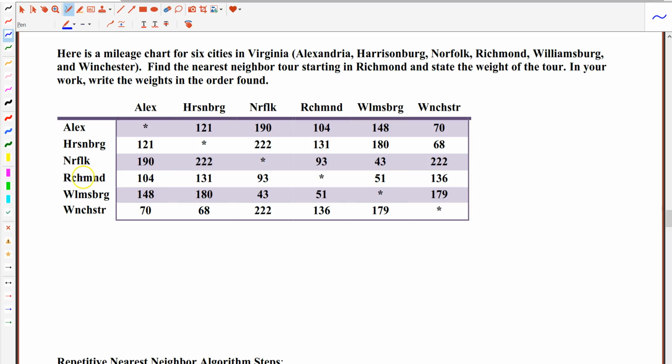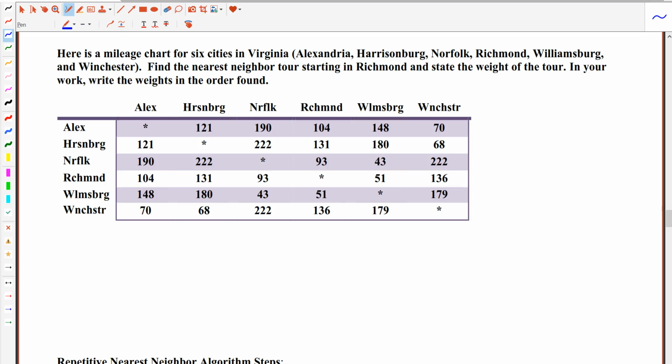So for instance, the distance from Richmond to Norfolk is 93, or I could have looked for the distance from Norfolk to Richmond. It's still going to be 93. Now ultimately, using this mileage chart, we're going to find the nearest neighbor tour, which is going to be the circuit that we generate from running the nearest neighbor algorithm. We're going to start in Richmond, and we're going to then state the weight of the tour, and we're going to record the weights in the order found as dictated by the algorithm.